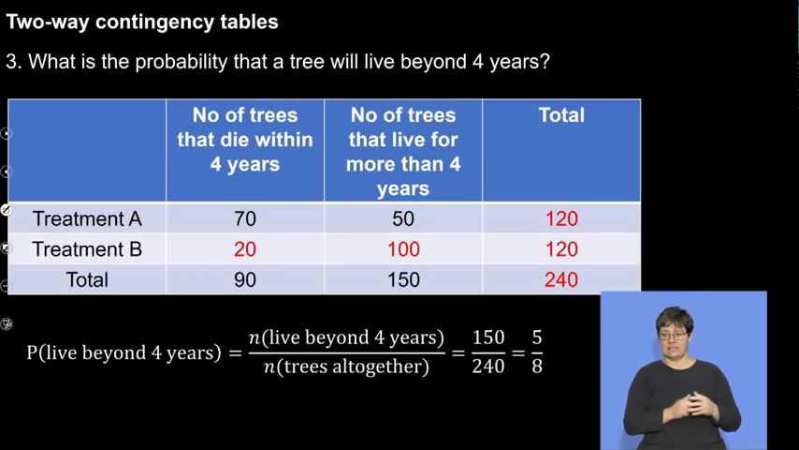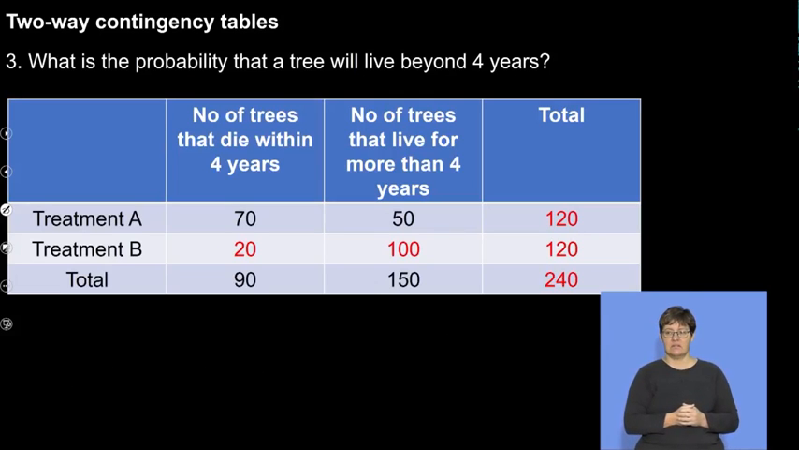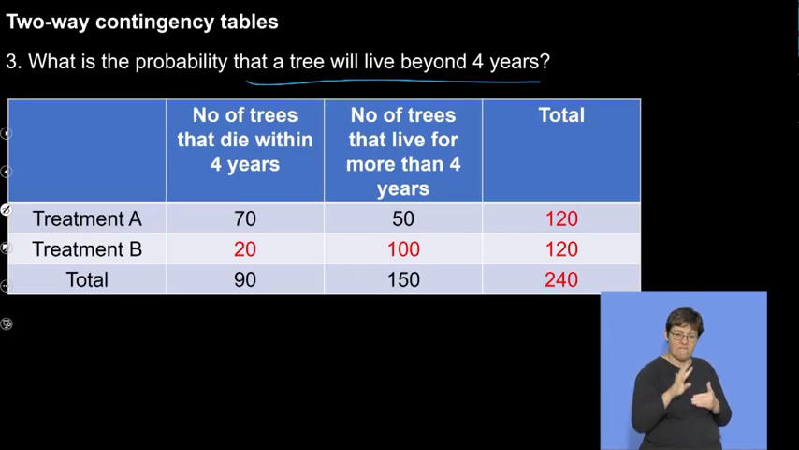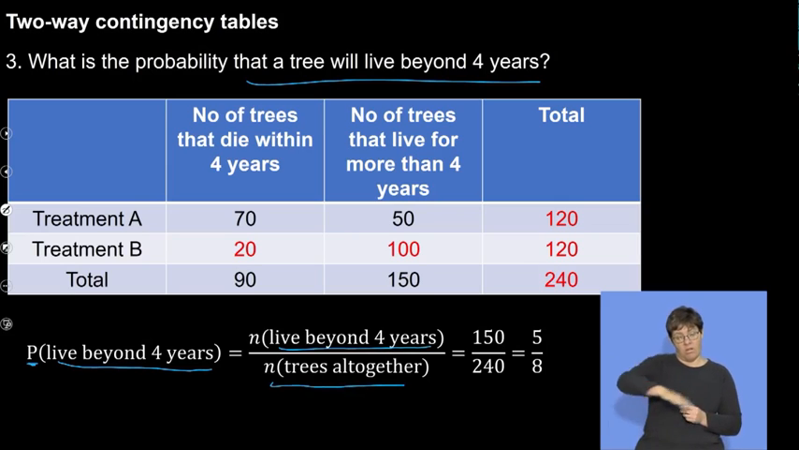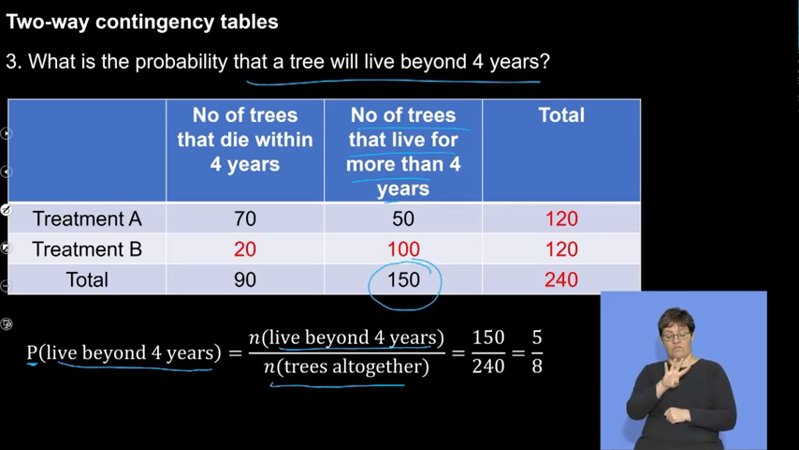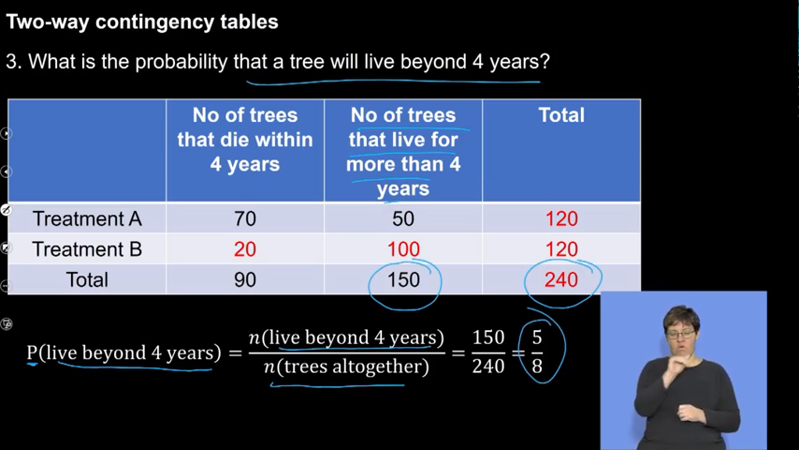Then the second question, what is the probability that the tree will live beyond 4 years? Live beyond 4 years, we'll have to look at what? Notation is important. Probability lives beyond 4 years is the number that live beyond 4 years over the total altogether. The number of trees that live more than 4 years is on our table, it's 150. Over the whole total, which is 240. And simplify that, we get 5/8. You can leave your answer as a fraction, or you can write a decimal or percentage.